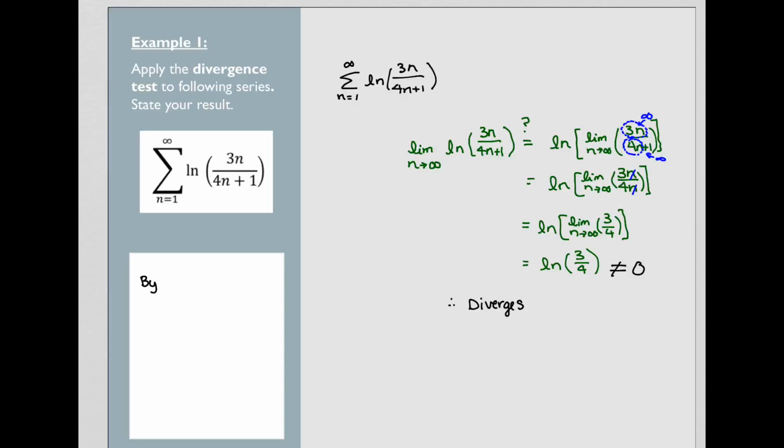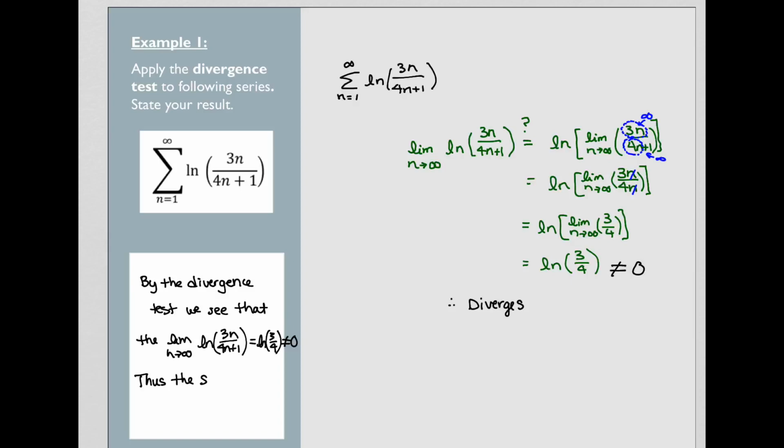By the nth term divergence test, or by the divergence test, we see that the limit as n goes to infinity of our nth term equals the natural log of 3/4, which is not 0. Thus, the series diverges.